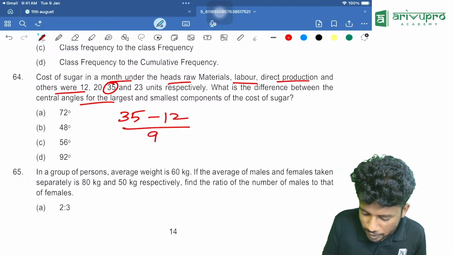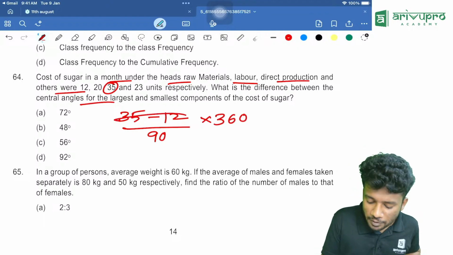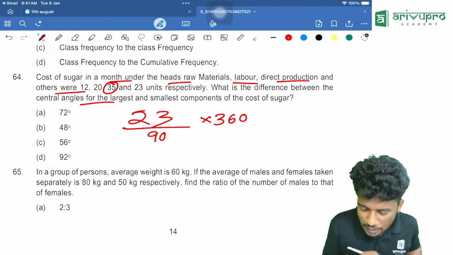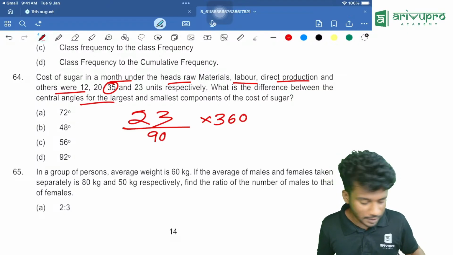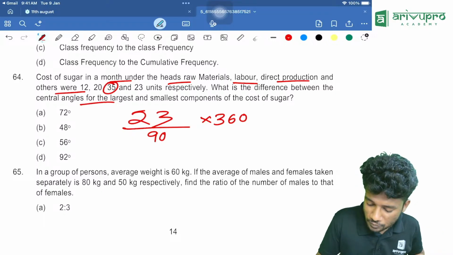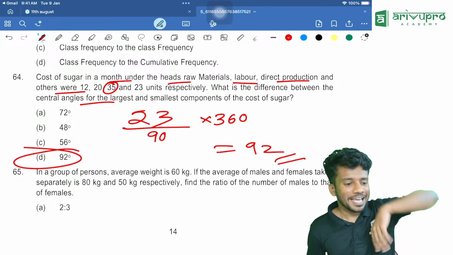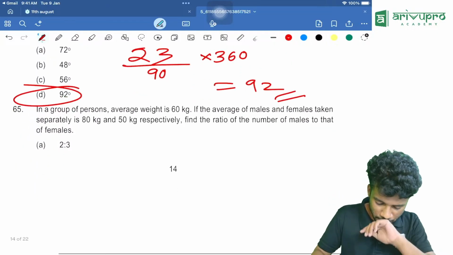So the entire thing divided by 90 into how much? 360. So 35 minus 12 is how much? 23. Just type that. 23 into 360 divided by 90, which is equal to how much? 92 degrees. Option D is your answer. I hope that you got the answer.